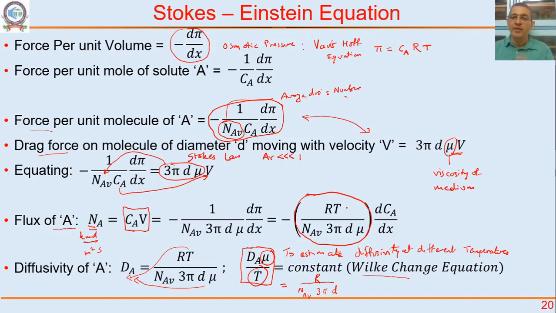Medium is B and D is the diameter of the molecule. Diameter of molecule of A. What is diffusing? Solute and the medium. Okay. So this is how one can relate diffusivity at different temperatures.